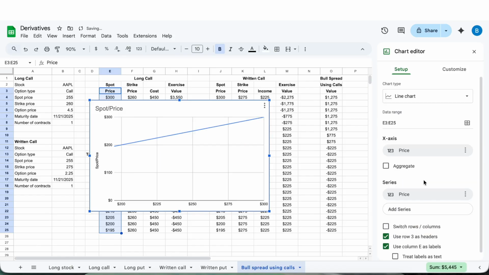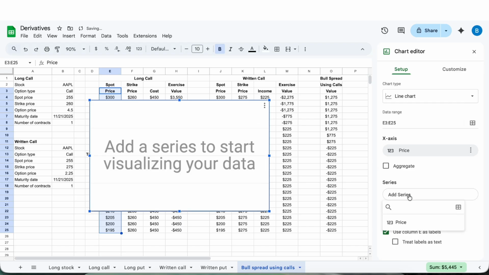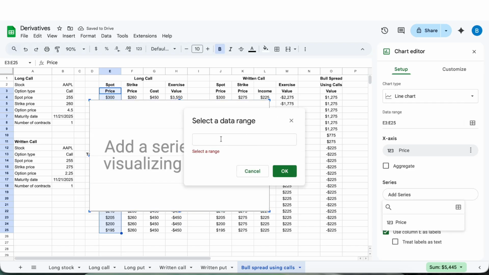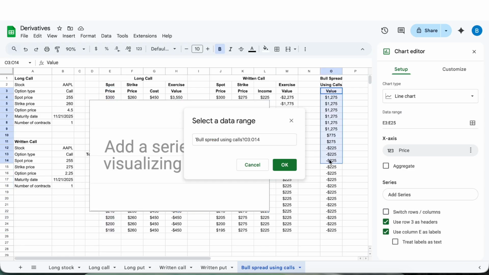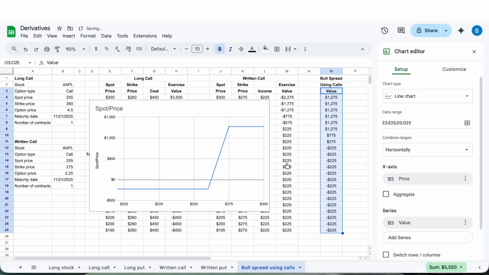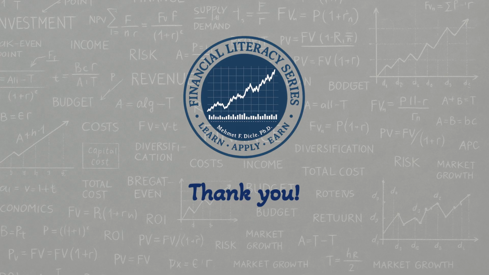Notice that this strategy has a limited profit and limited loss. It is, however, cheaper than simply buying a call option. This concludes our illustration of how to create a profit and loss chart for a bull spread using call options.